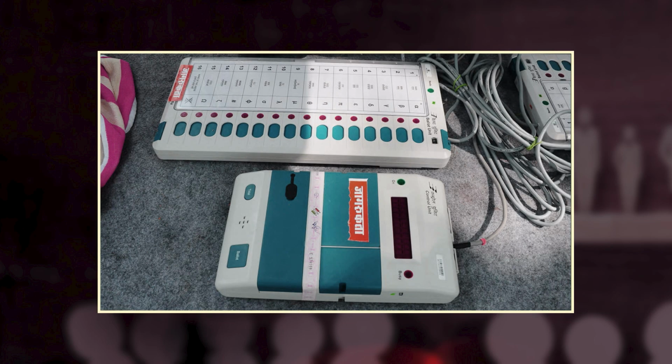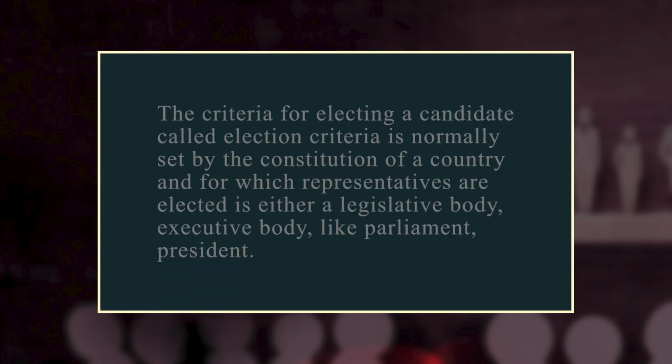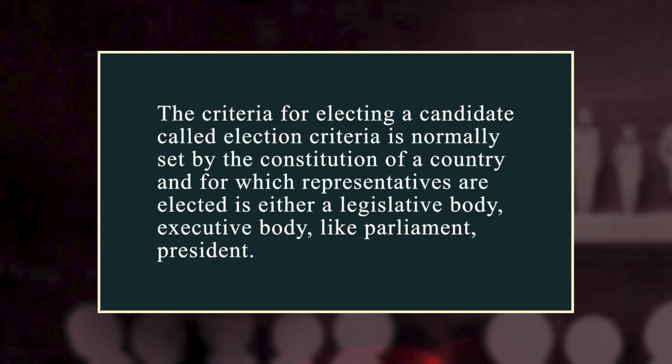Such a selection is usually carried out through a machine called EVM, which means electronic voting machine, or ballot box. The criteria for electing a candidate, called election criteria, is normally set by the constitution of a country, and for which representatives are elected is either a legislative body or an executive body like parliament, or president. Representative democracy in real sense implies that people must be able to exercise real choice in choosing their representatives. Such a system is provided by the process or mechanism of election.